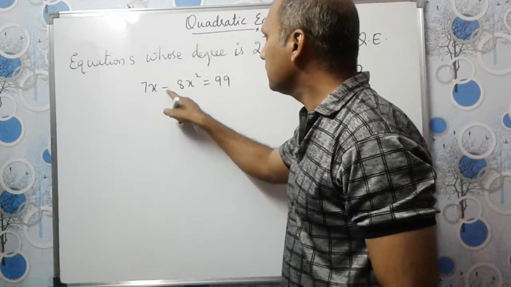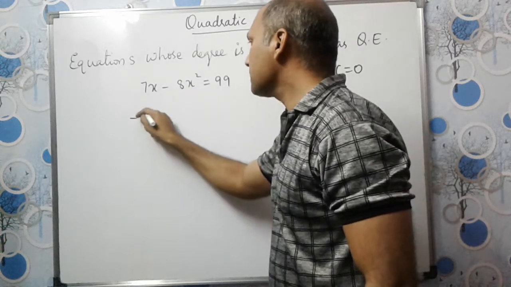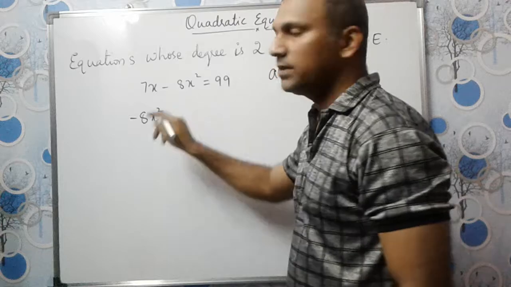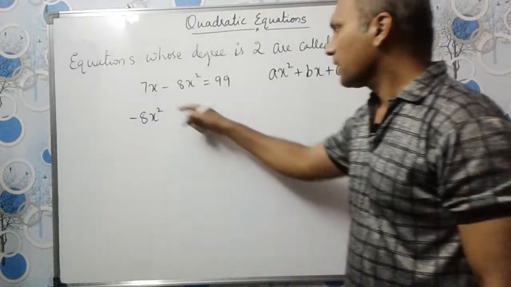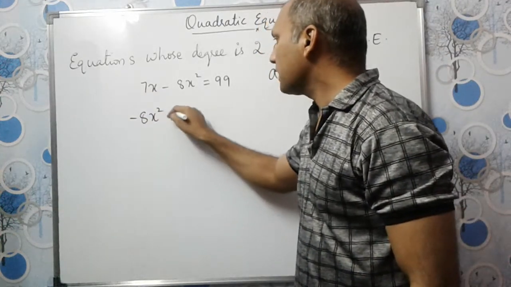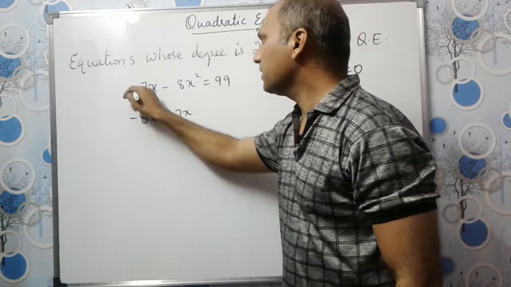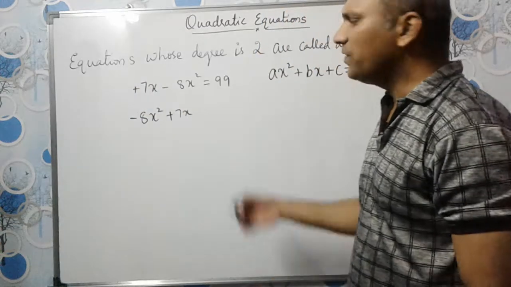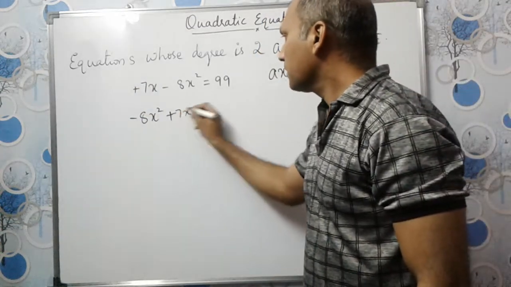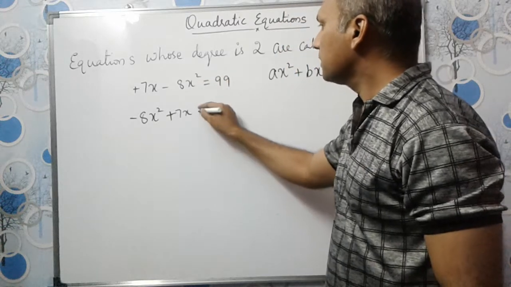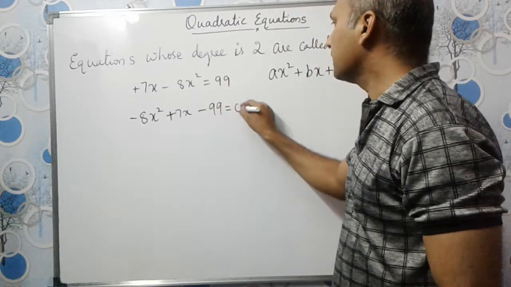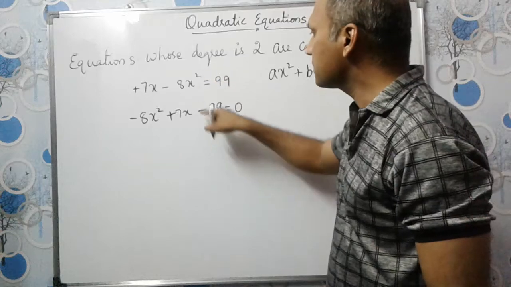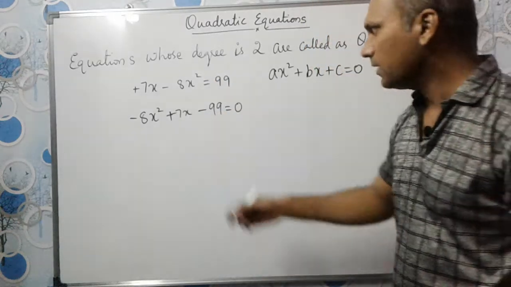What is the sign? Minus. So minus 8x square. Don't just write plus 8x square, it will be wrong. Next term is plus 7x. We don't have any sign, that means plus sign will be there, right? But we don't write it. Now this 99 should go here. So minus 99. This is plus 99. When it comes this side, it becomes minus 99.